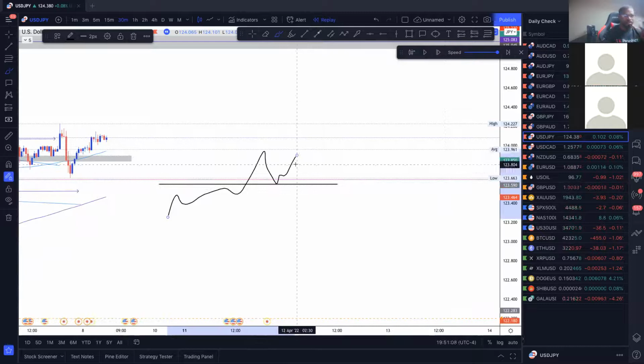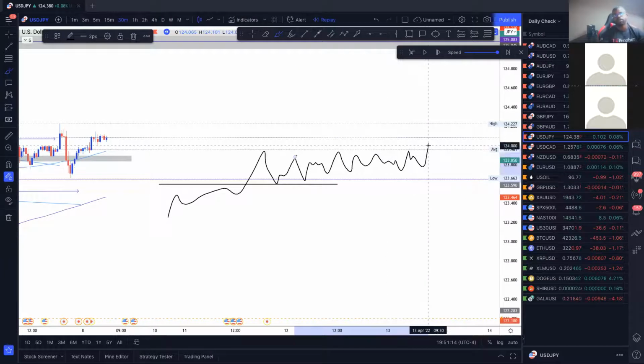So it doesn't matter how much tap dancing it does right here. Where's your stop loss? It's below the structure break. It's below that structural break. I do not care what happens here.